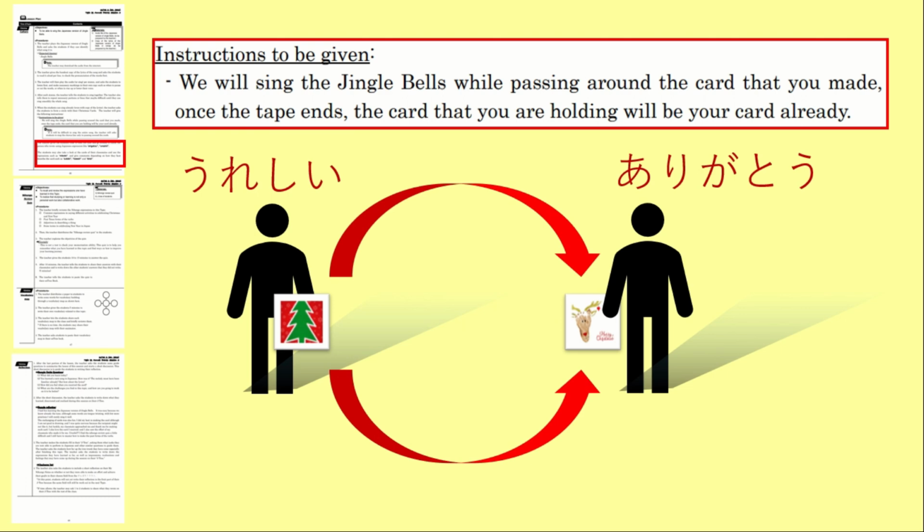Once they receive the card, they will say arigatou. Or they can also say ureshii to express happiness. They can also use other adjectives to describe the card, like suteki, kakkoii, and the other adjectives that they've learned for this session.